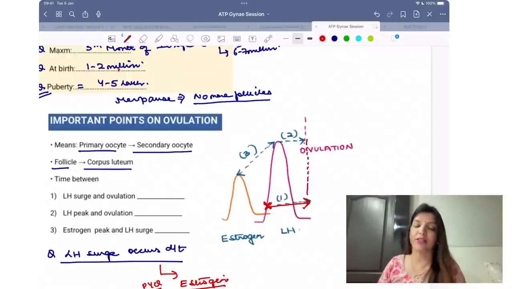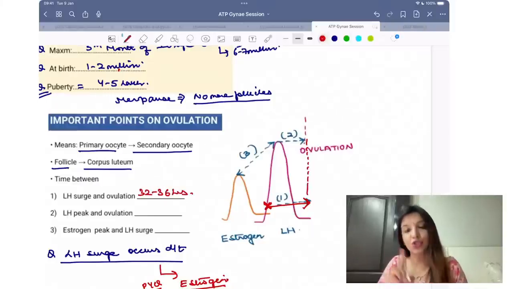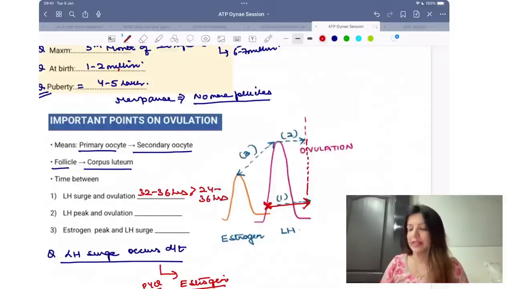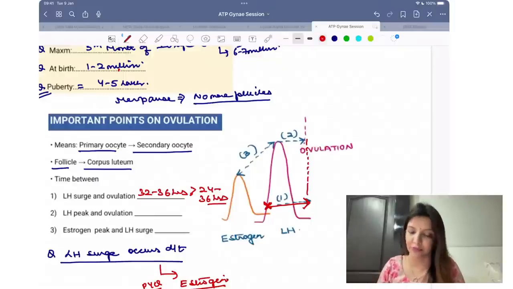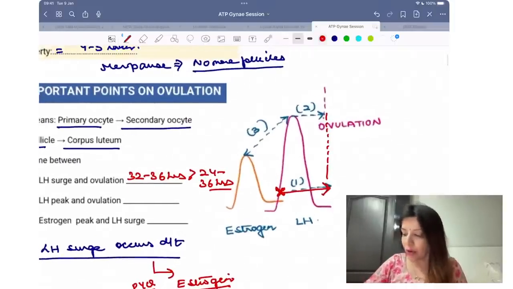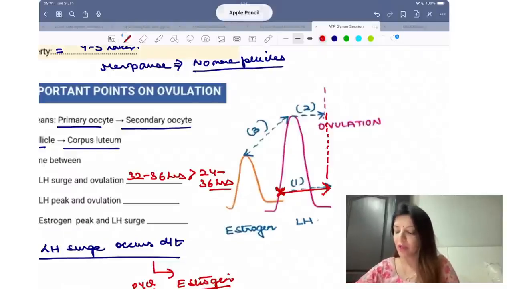What's the time gap between LH surge and ovulation? The best answer is 32 to 36 hours. If 32 to 36 hours is not given, the second best answer is 24 to 36 hours. Best answer 32 to 36 hours. If that is not given, then 24 to 36 hours. Now, this point over here is when LH is maximum. That is the LH peak. So if they ask you what is the time gap between LH peak and ovulation.